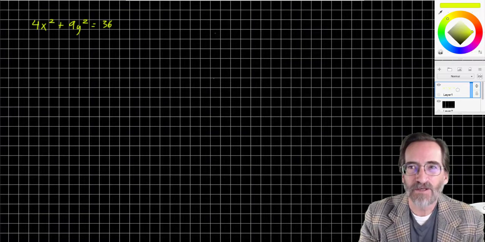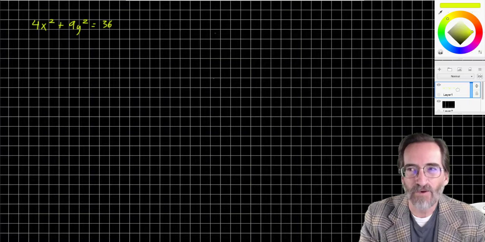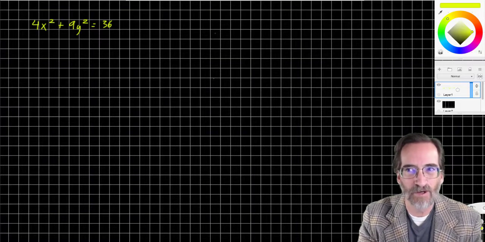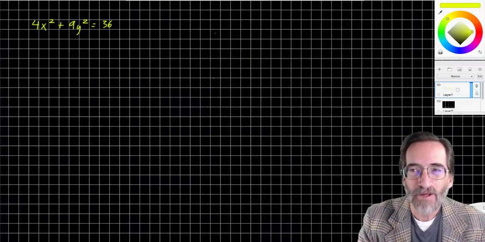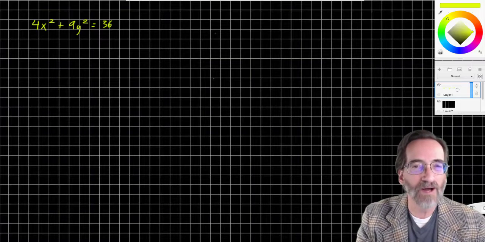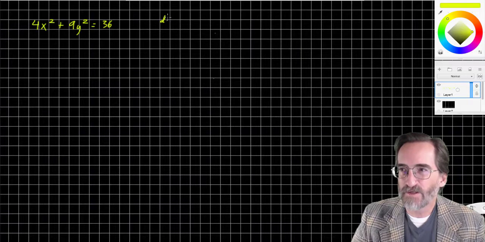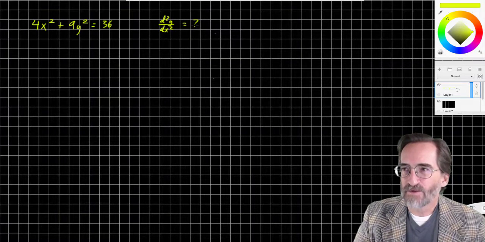I have an expression, an ellipse function here on the screen, 4x squared plus 9y squared equals 36. You may recall from your units on conic sections that this is an ellipse and that the coefficients on x squared and y squared are not the same. If they had been the same, it would be a circle. All right. So we're looking for the second derivative of y with respect to x. So we're being asked for d squared y dx squared, second derivative of y with respect to x. Okay. And so let's go ahead and find it here.